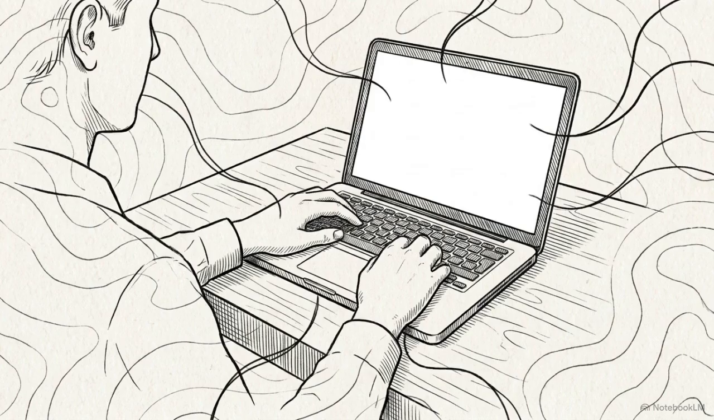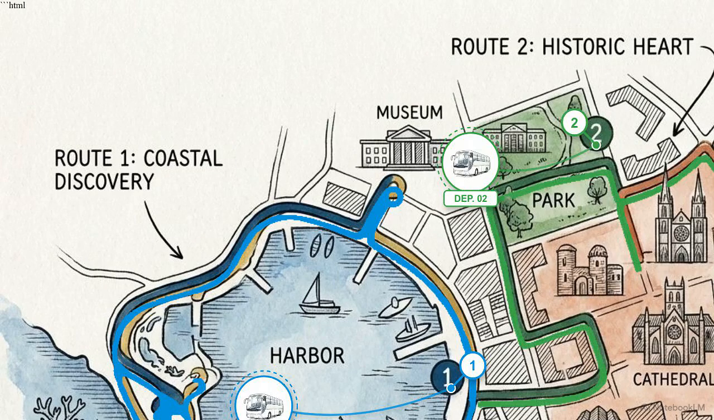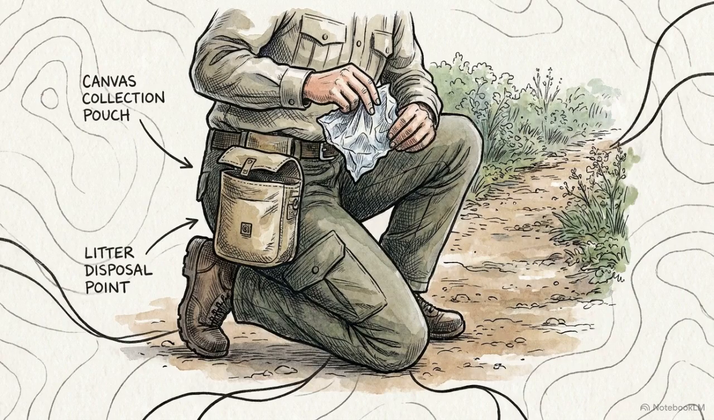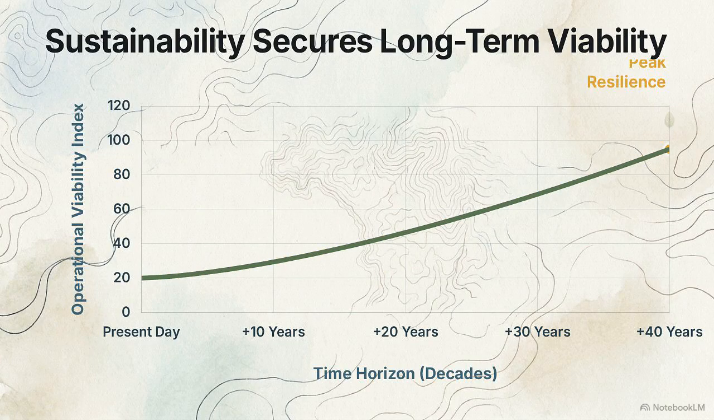To get started right now, open a blank document on your computer and write down your top 3 most heavily trafficked tour routes. Shifting from a passive observer of these environments to an active guardian of them is a practical way to secure the operational viability of your business for the decades ahead.